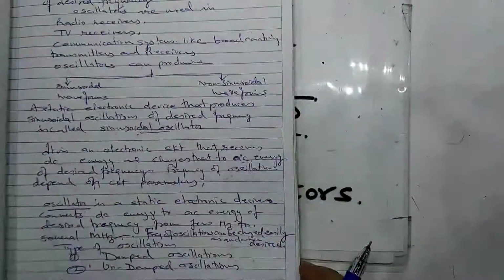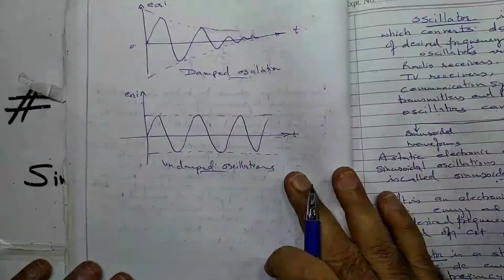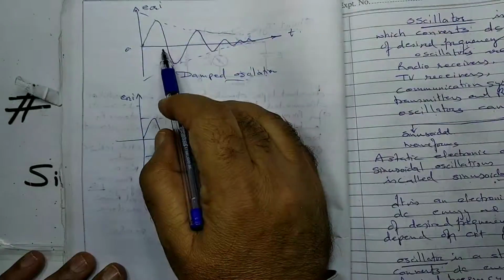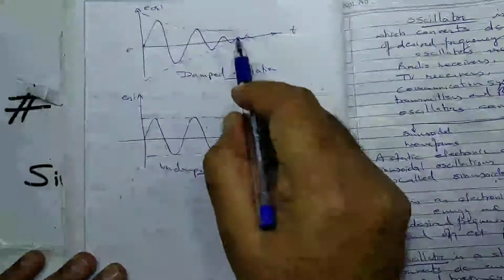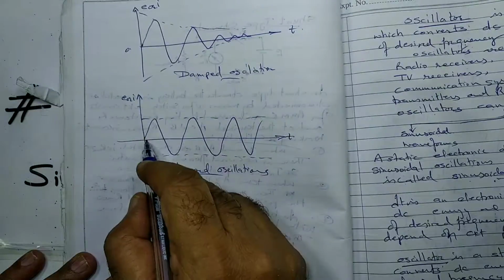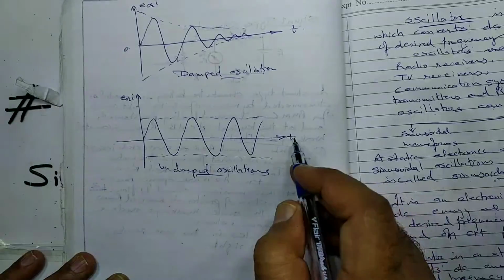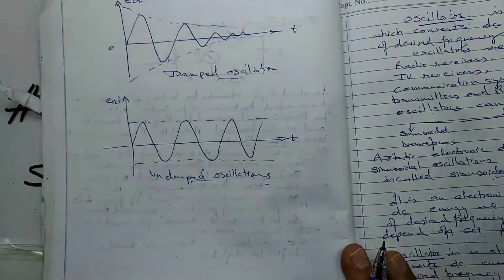Now, there can be two types of oscillations: damped oscillations and undamped oscillations. So we can see the figure of damped and undamped oscillations. These are damped oscillations since they die out after some time. In undamped oscillations, the amplitude is constant over a period of time and they do not die out.